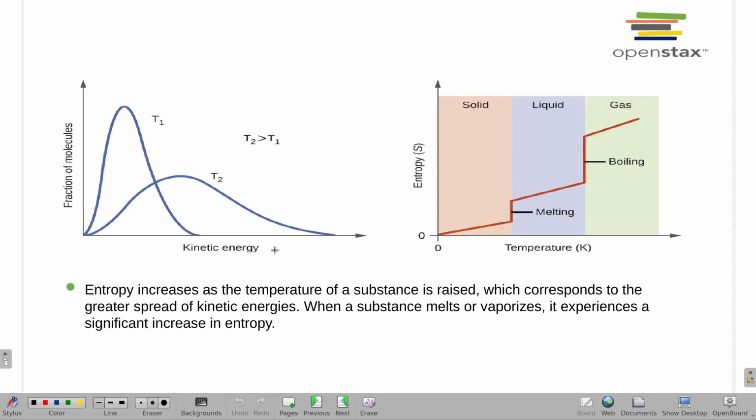Go back to when we first introduced our gas laws. We talked about the average speed of the molecules being directly related to the temperature. If you increase the temperature, you increase the average speed. Well, since entropy is a measure of movement or disorder, faster movement would be more disorder.